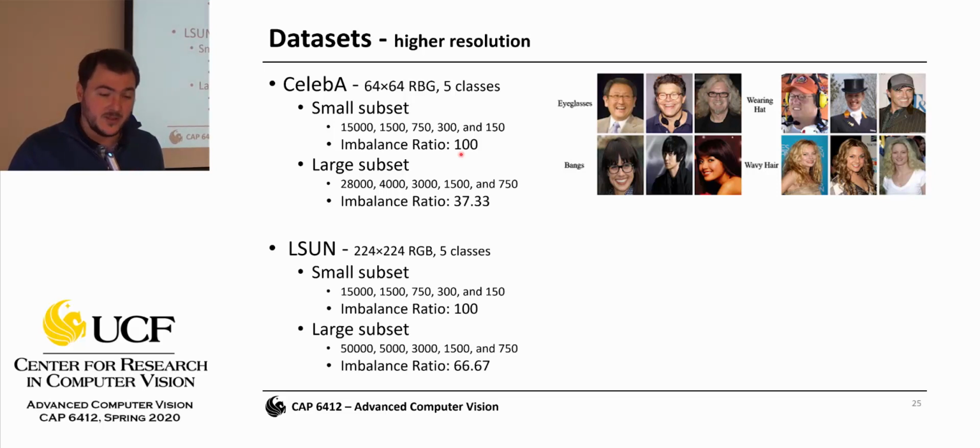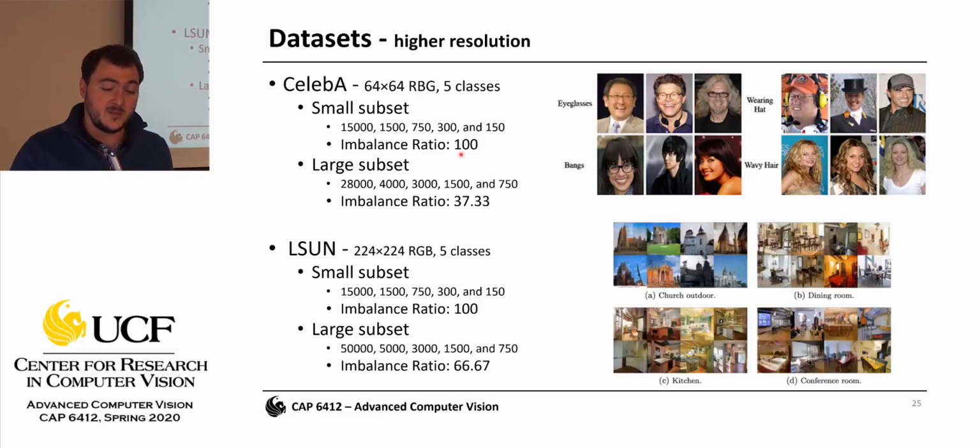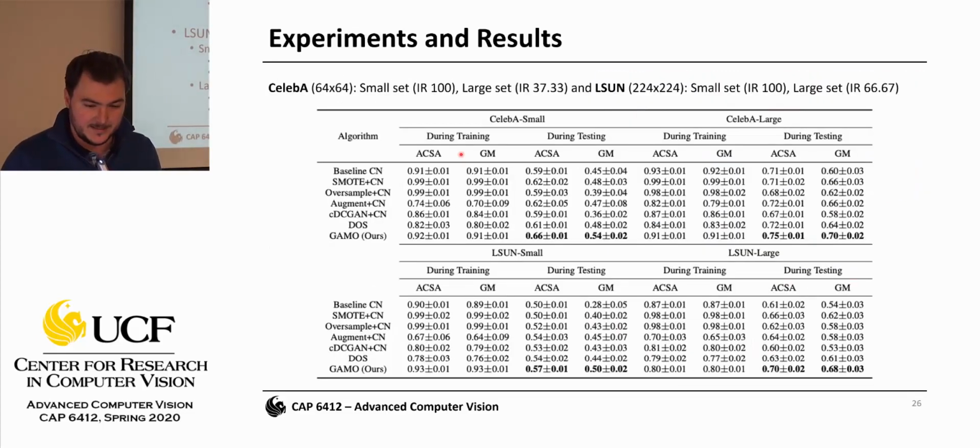They also did this for a different data set, LSUN, which has much bigger images, 224 by 224. Also, they select only 5 classes of this data set, which are natural images. Those are exterior images and interior images, right? They did likewise small and large subsets of this data set.